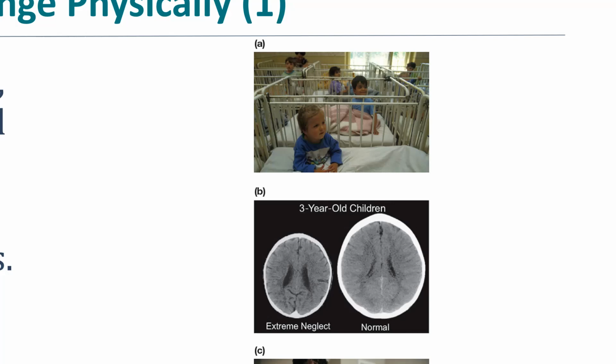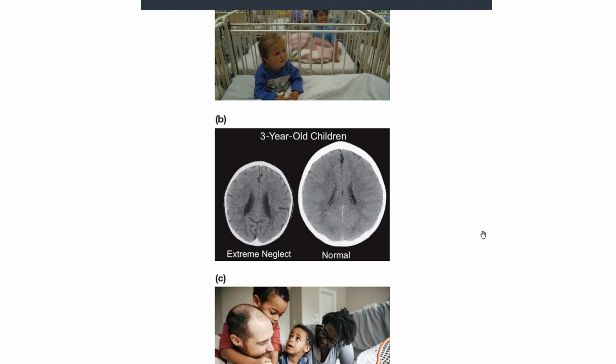So let's take a look at the second picture here. The picture on the left is a 3-year-old that had minimal exposure to language, so they weren't spoken to a lot, minimal exposure to touch, so they weren't held a lot, and minimal social interaction. They weren't interacted with much. And you can see that this 3-year-old has a significantly smaller head. The brain scan on the right is a normal 3-year-old with an average head size. So you can see how profound of an effect extreme neglect can have on the developing brain.